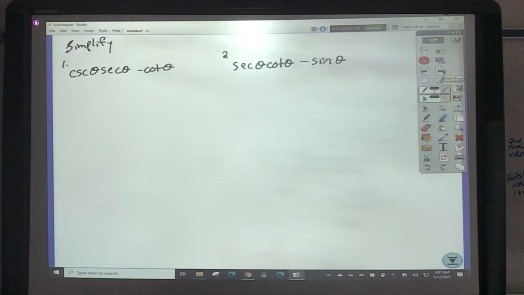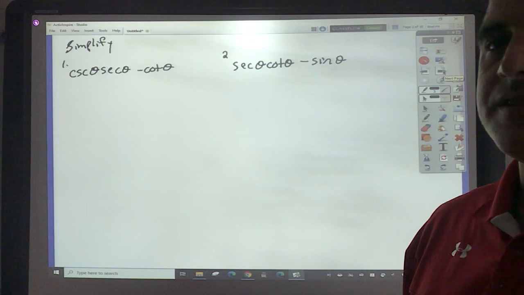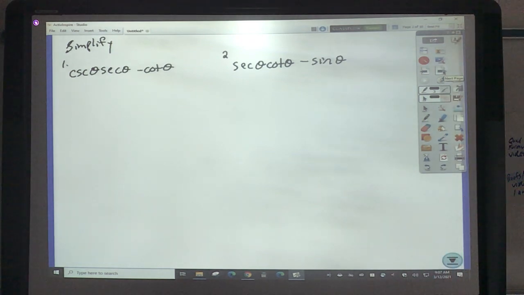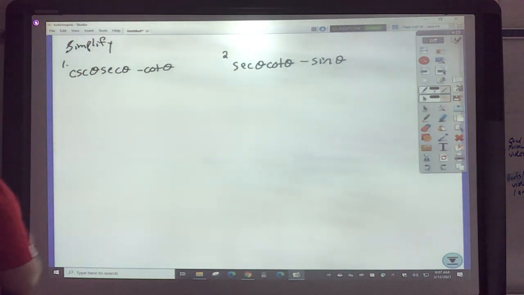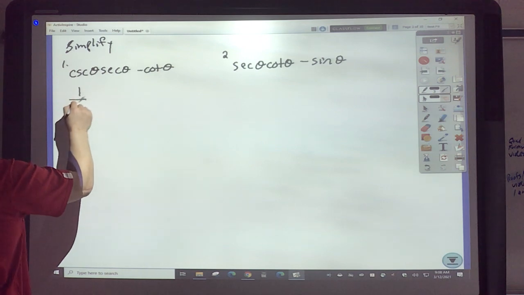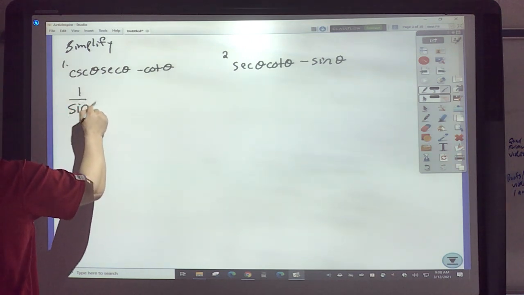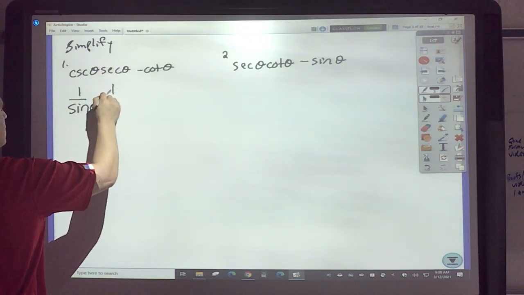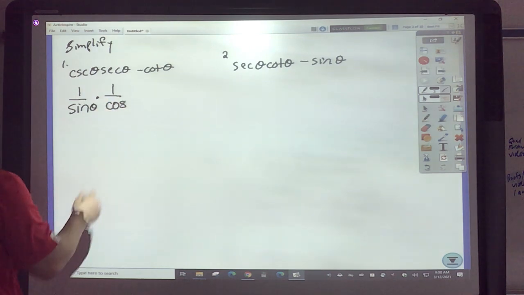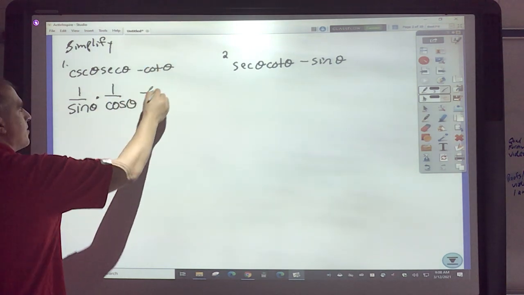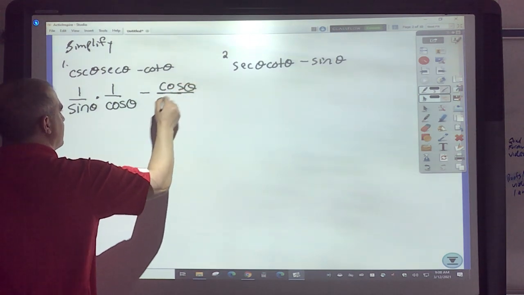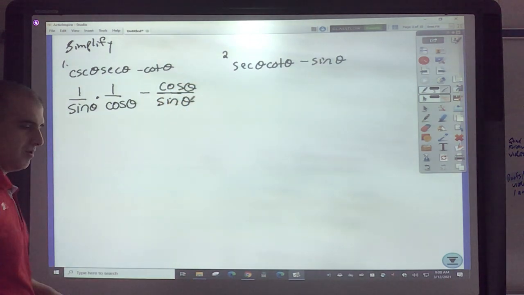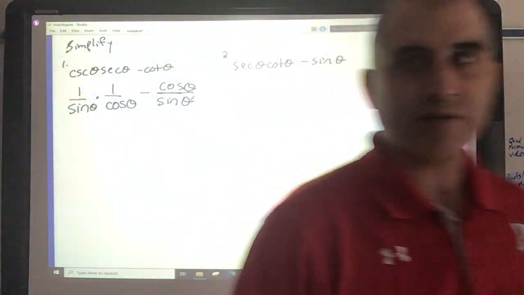Simplify. Now, what that means is I want to get it in the simplest form that I can. Like I said, one of the things you always might want to try to do is rewrite these things as sine and cosine. So this would be 1 over sine, times 1 over cosine, minus, well, how do we know that one? That's cosine over sine. Okay, so we've got that to start.